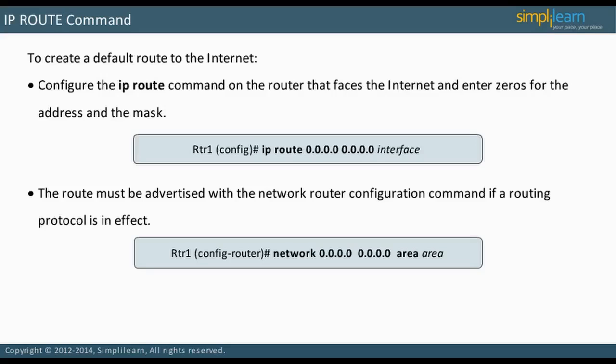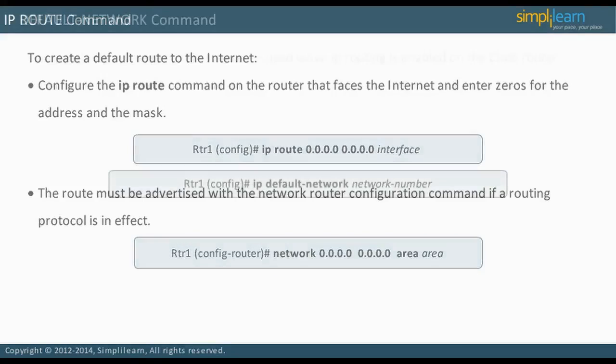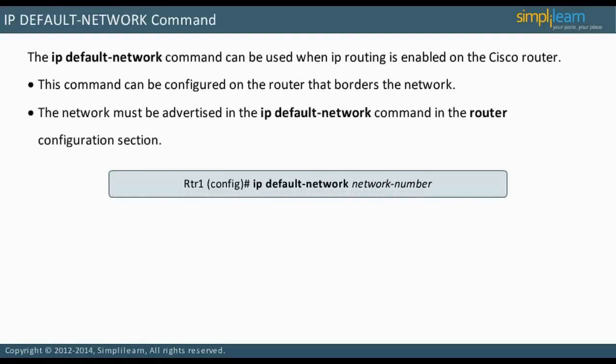Let us now learn the other command to create a default route, the ip default-network command. In configuration mode, enter ip default-network, then a classful network. Now each downstream router treats this router's route for the classful network as a default route. In the topology, the default route would be configured with the command shown.